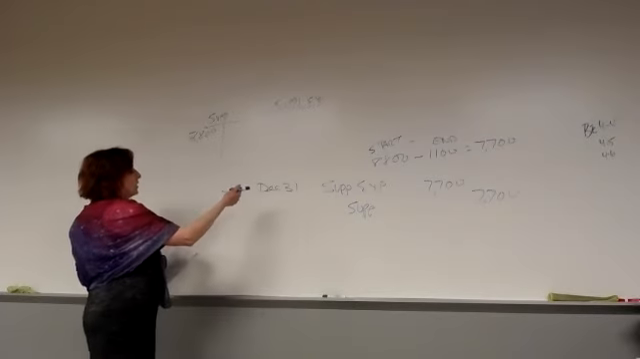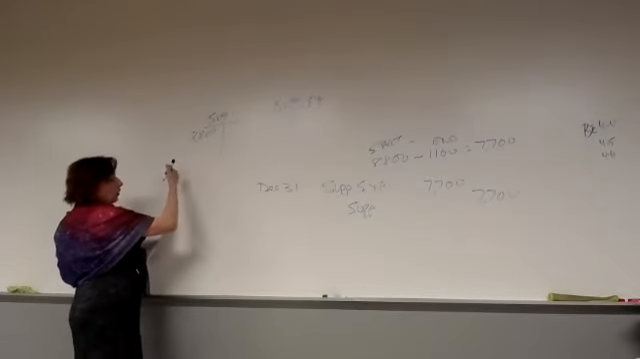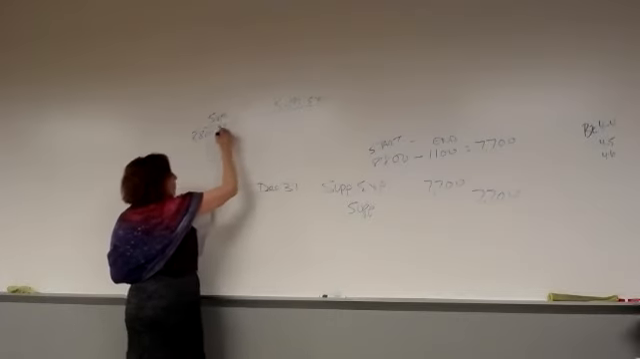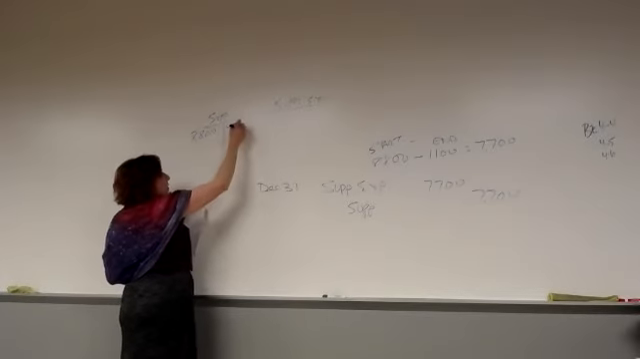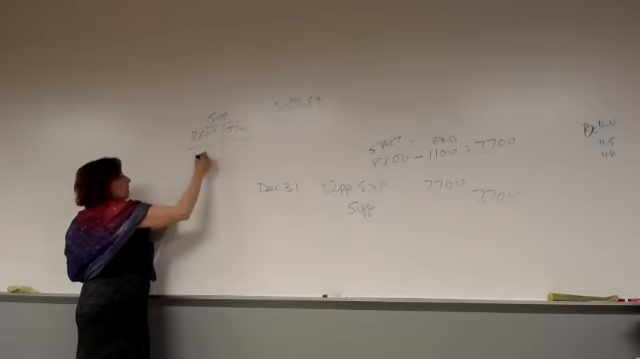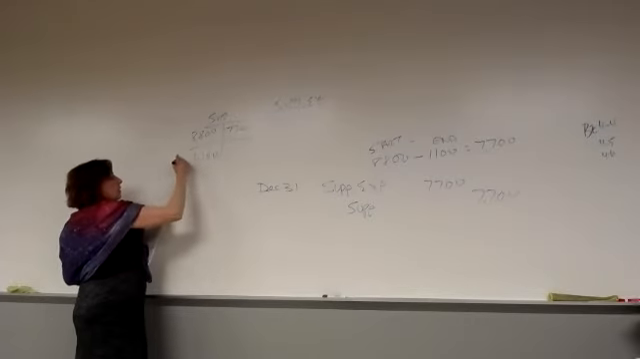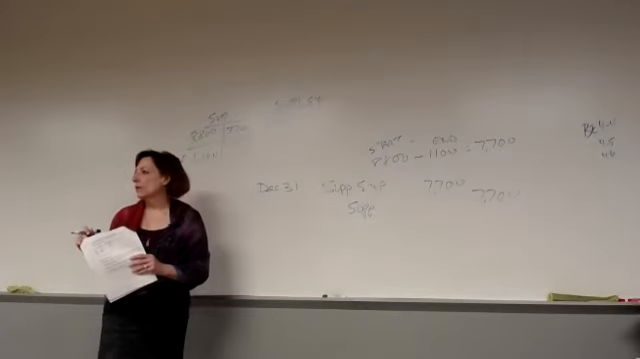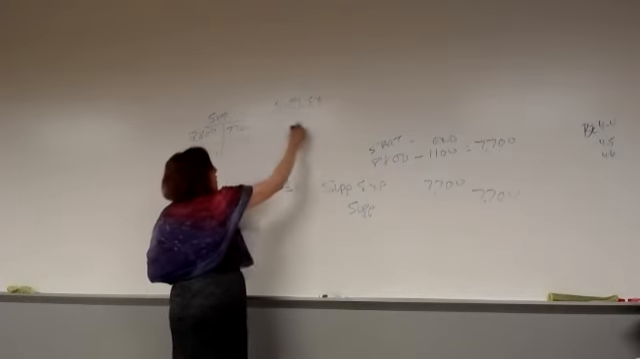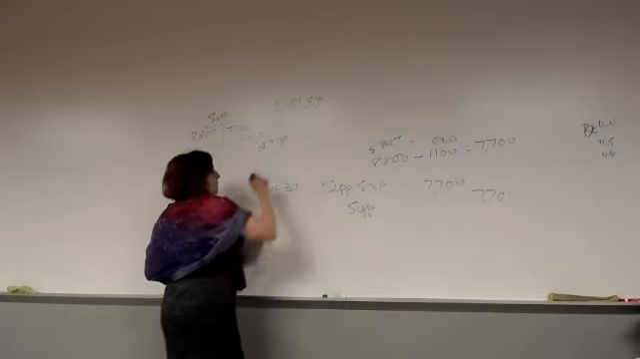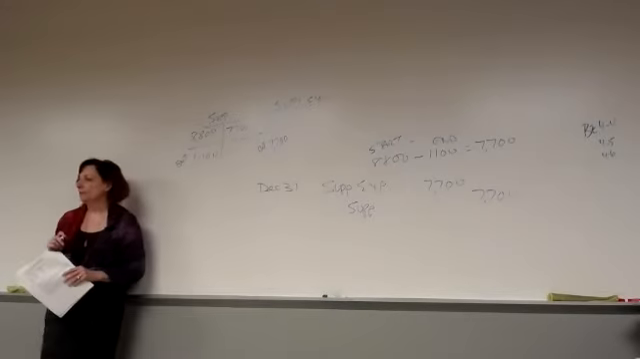Then when we do the adjusting entry, we're going to debit supplies expense, 7,700, and we're going to credit supplies, 7,700. So that means that the balance in the supplies account is going to be 1,100, and the balance on the expense account is going to be 7,700. Okay.